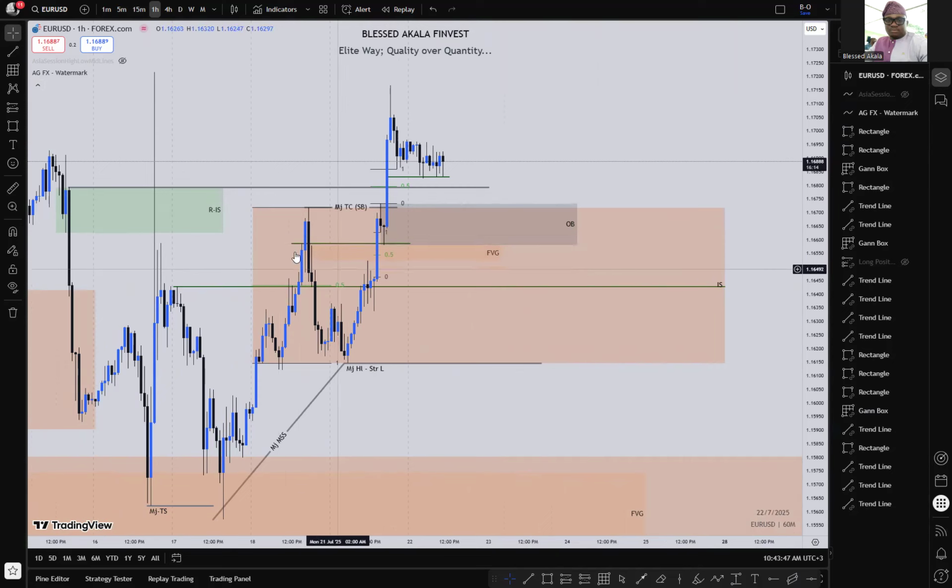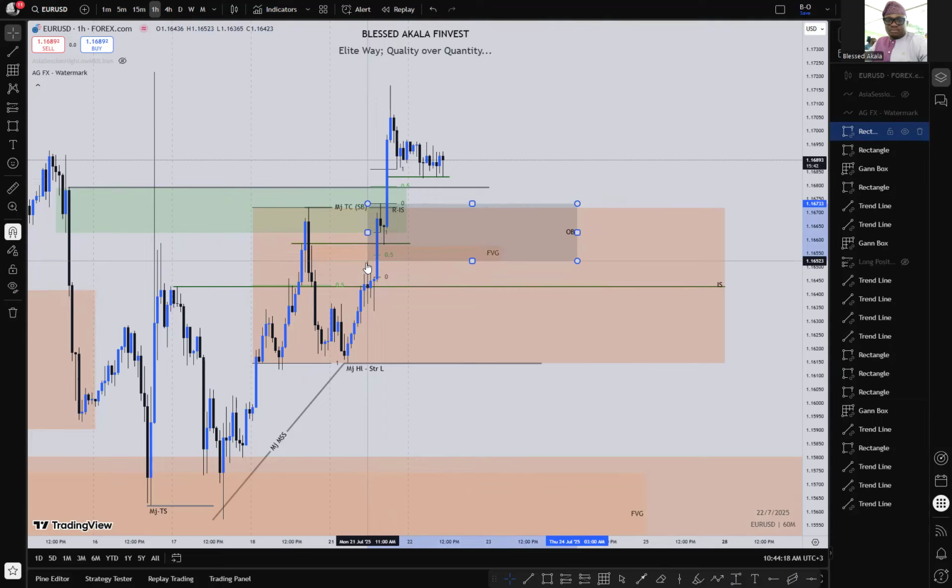And we have this reclaim fair value gap also on 1 hour, which lies perfectly with another level here. So personally, since this one lies perfectly with this leg, we're going to be taking this reclaim internal structure. It should lie perfectly with this OB, and we'll be extending this OB just for us to save some space in the market. So to close this fair value gap that we have here, we can just easily put it here.